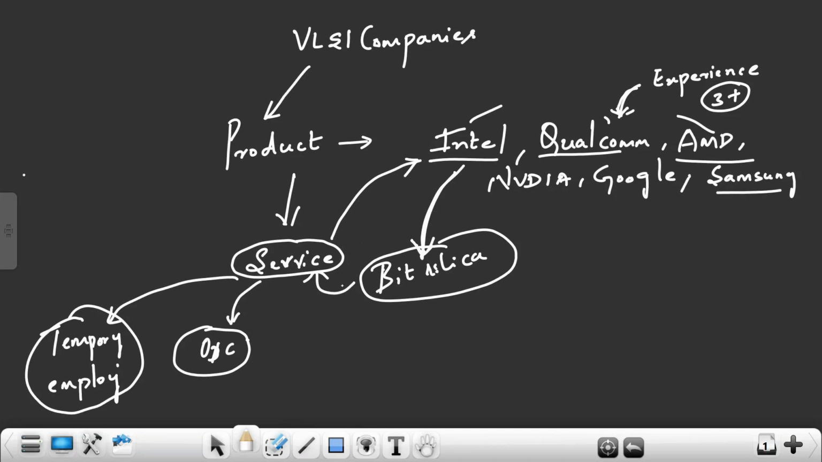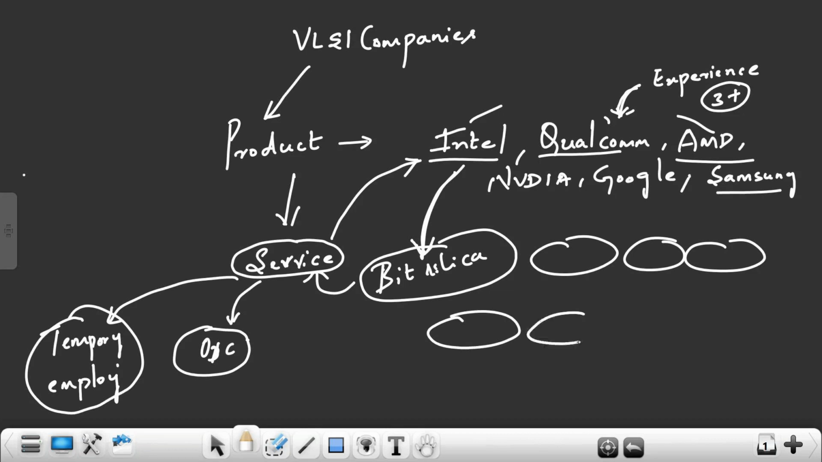So you have Bitsilica, Smart SOC, Sientra, Birfra, right? All these companies come under the first layer of service-based companies. They have good infrastructure, I can tell. Well-developed infrastructure, and they have very good offices also. And apart from that, there are second-layer service-based companies. They don't have very good infrastructure, but they can hire candidates and train them very well.